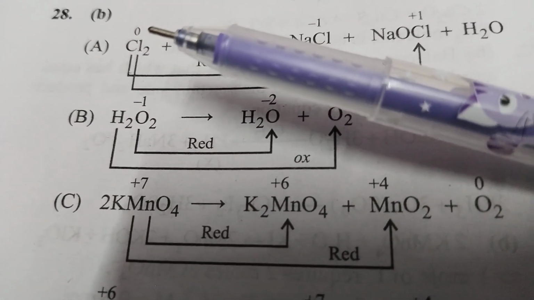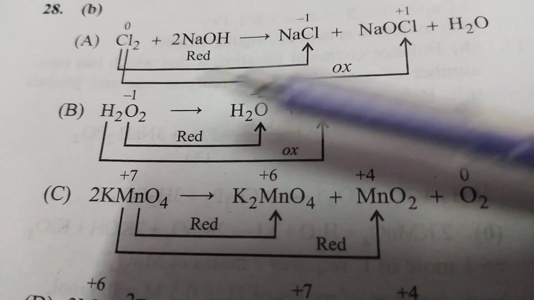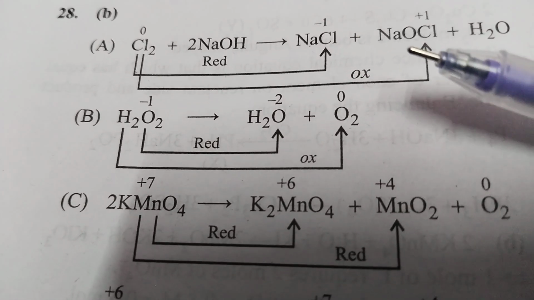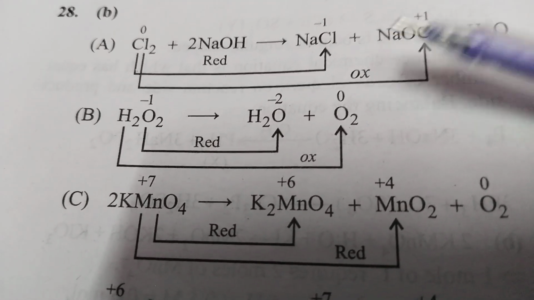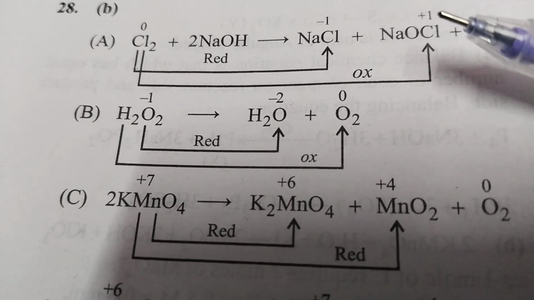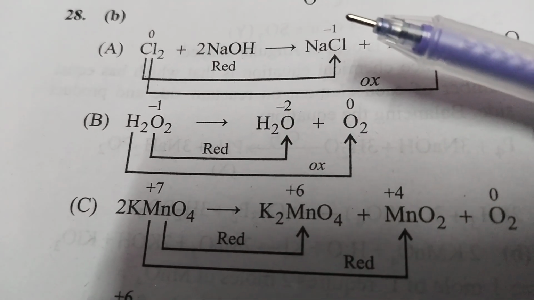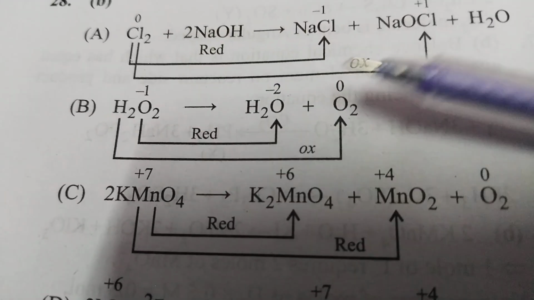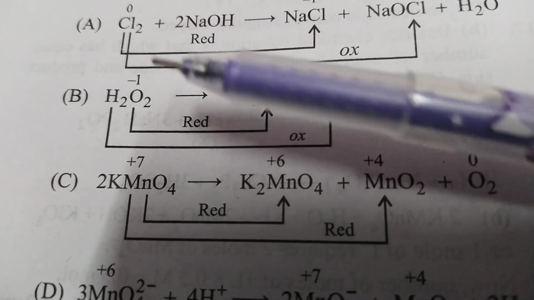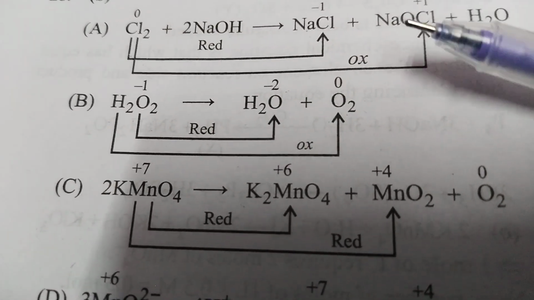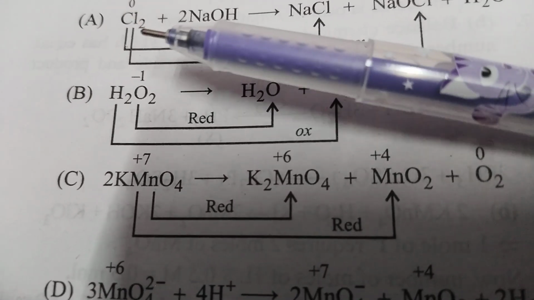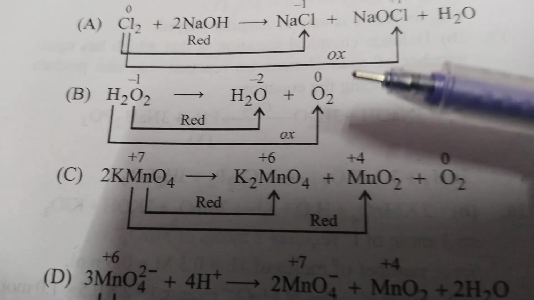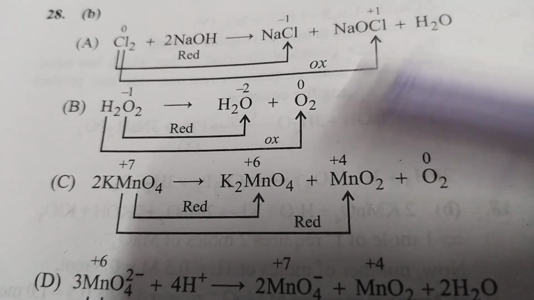Chlorine oxidation number is 0 here, in the elementary, free state. In sodium chloride, sodium is plus 1, an alkali metal, so chlorine is minus 1. In sodium hypochlorite, oxygen is minus 2, sodium plus 1, so chlorine is plus 1. So 0 to minus 1 is a decrease in oxidation number, called reduction. 0 to plus 1 is an increase, called oxidation. So the same element, chlorine, undergoes both oxidation and reduction. So this is a disproportionation reaction. A is the right answer.